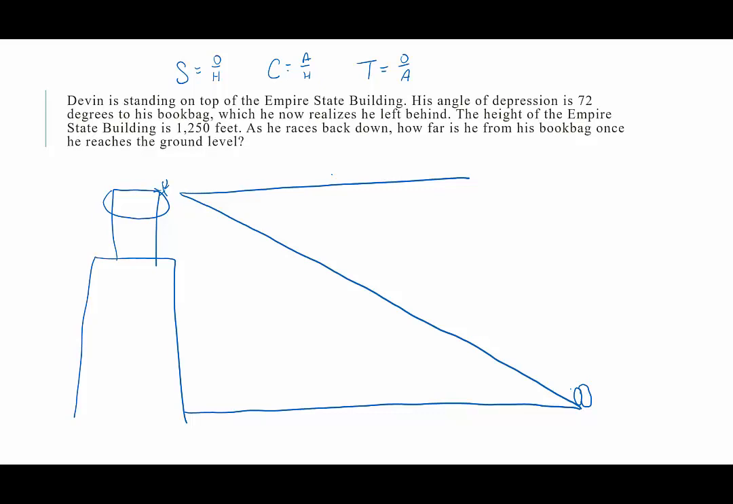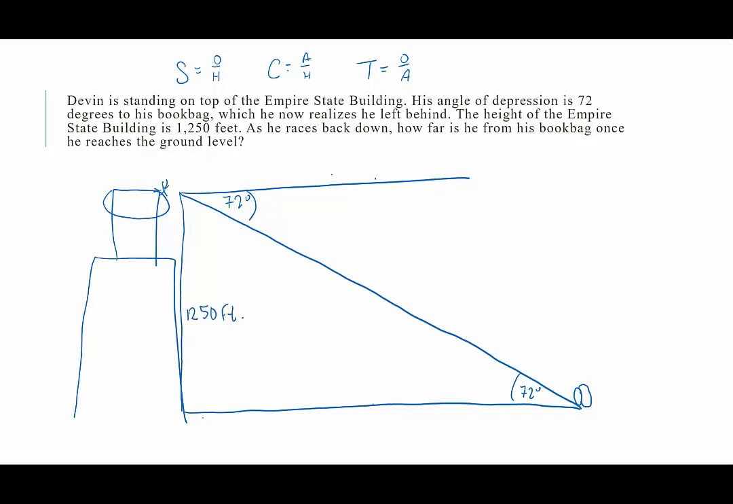Now, there's this geometric property that says if you have two parallel lines, which his line of sight and the ground would be, then this angle here, which is his angle of depression, is equivalent to this angle here. So those would have the same measure. We're going to use this 72 degrees. That way we can use the height of the building as well. Okay, so we have the 72 degrees, and the height of the Empire State Building is 1,250 feet.